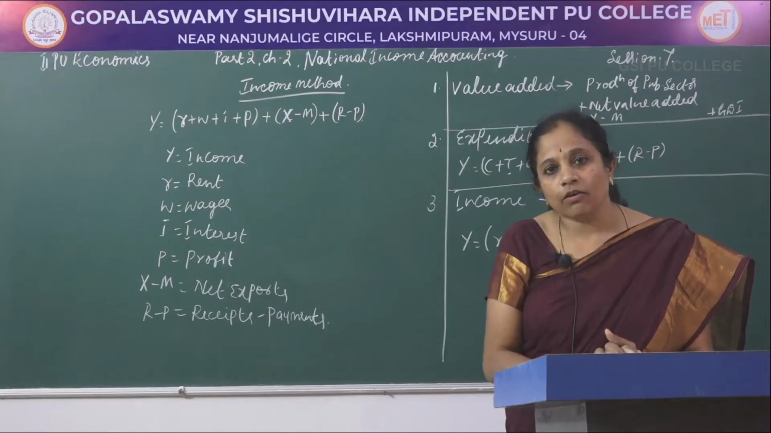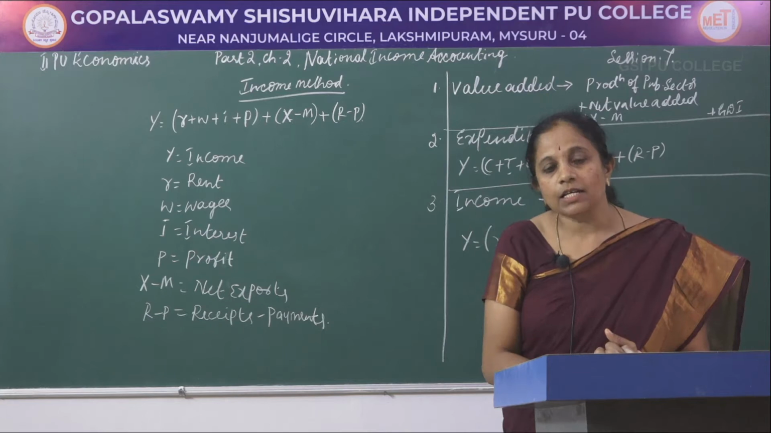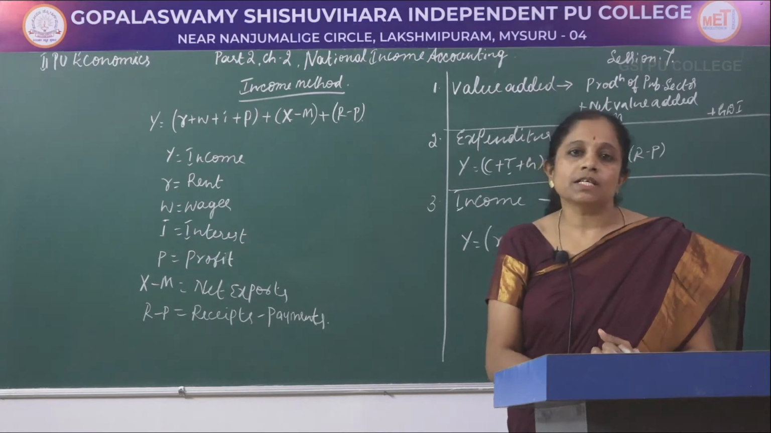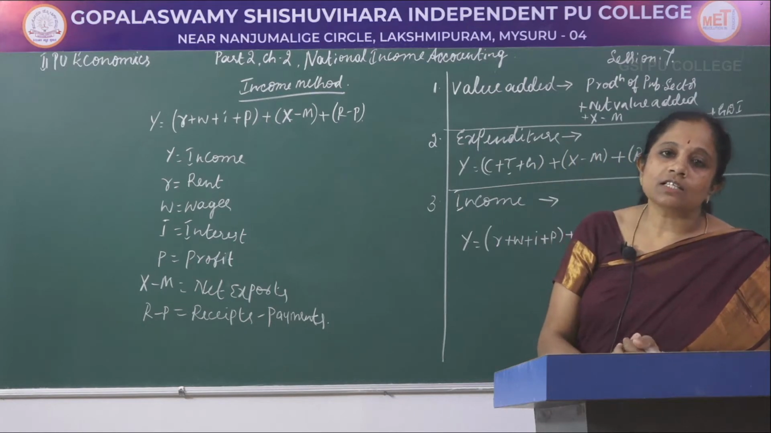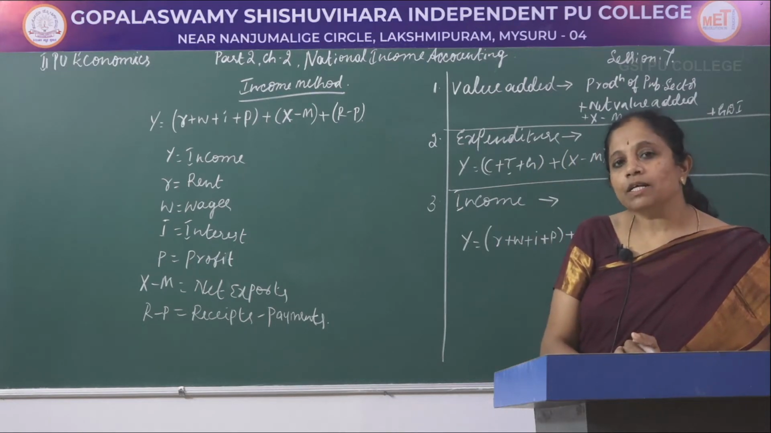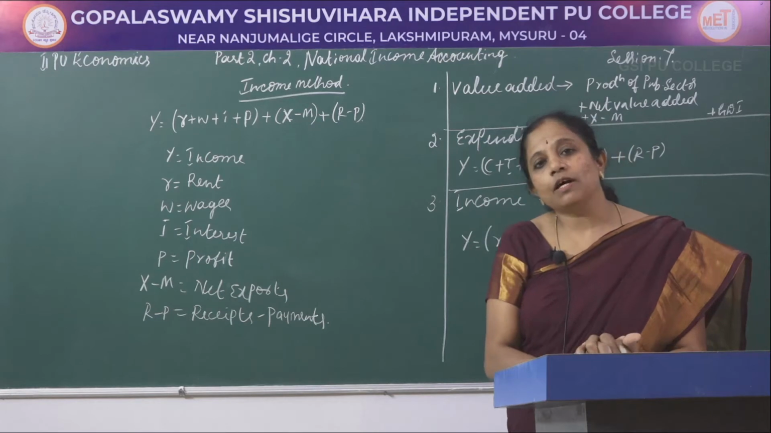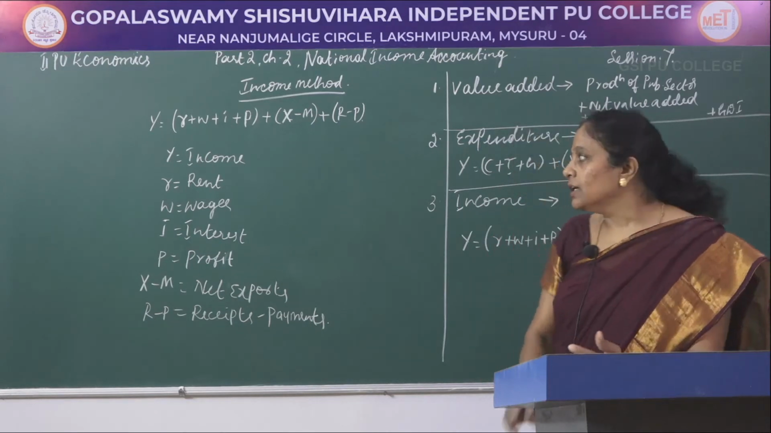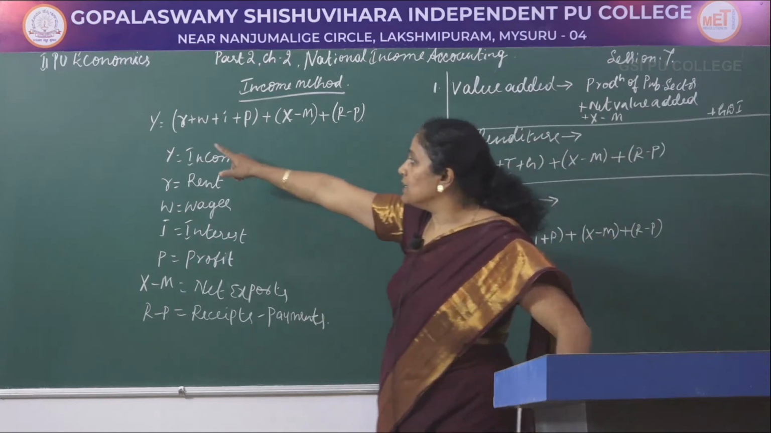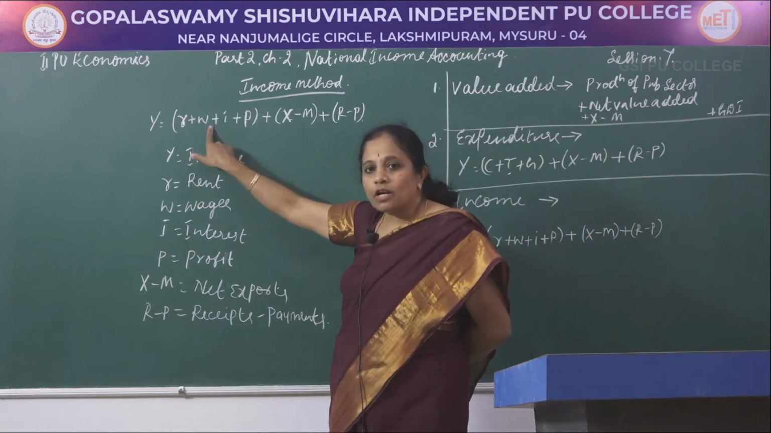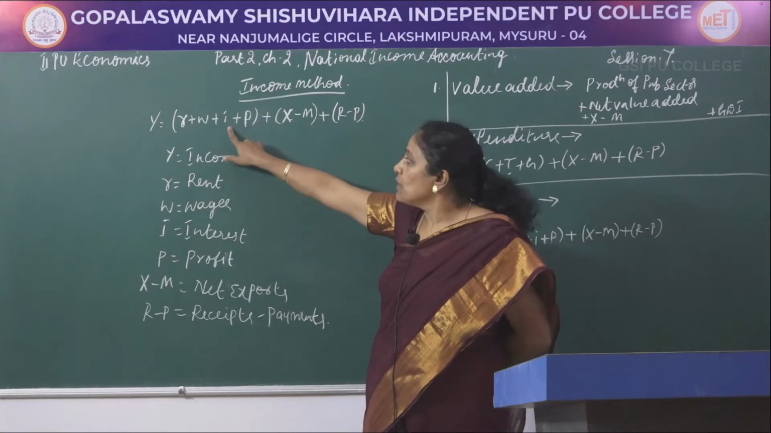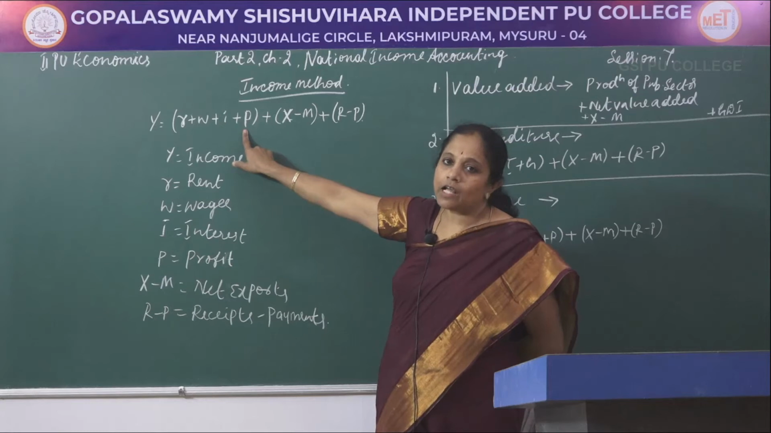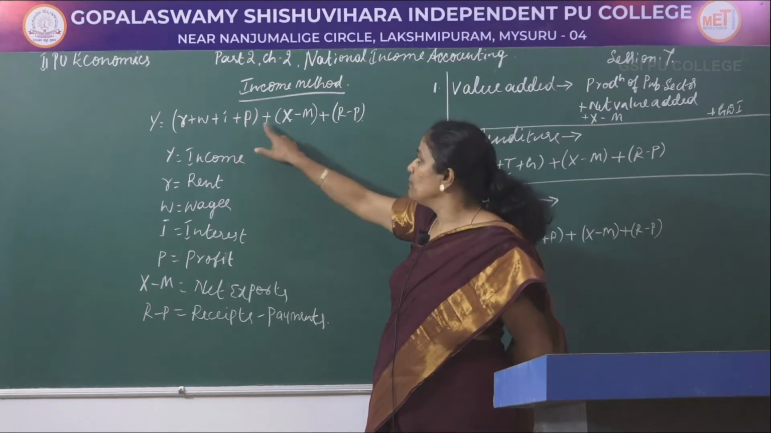in a closed economy, there are two sectors, that is the household sector and the producer sector or the firm sector. The household sector supplies the land, labor, capital and organization, and the firms pay the payments in the form of factor payments. The reward for land is rent, the reward for labor is wages, the reward for capital is interest, and the reward for organization or entrepreneurship is profit.